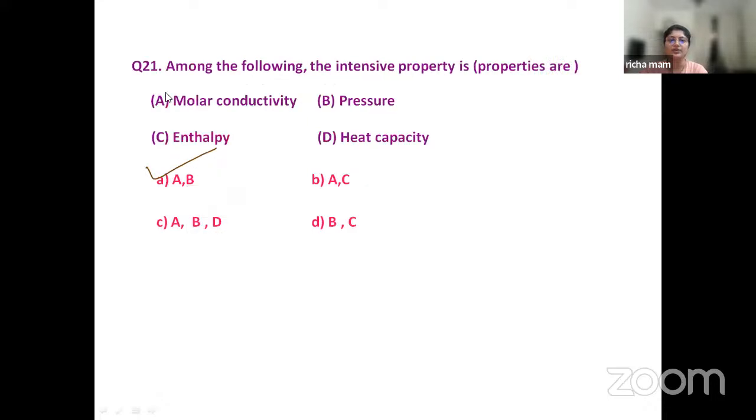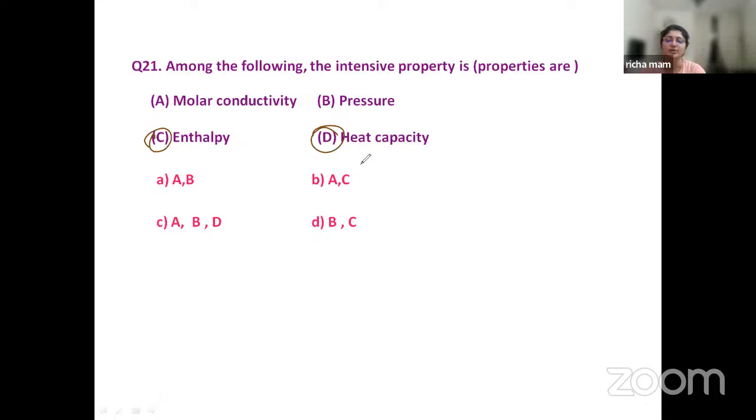Moving forward, among the following, the intensive property is: A, molar conductivity; B, pressure; C, enthalpy; and D, heat capacity. So the options are A: A and B, B: A and C, C: A, B and D, and D: B and C. Which among the following are the intensive properties? Enthalpy and heat capacity.